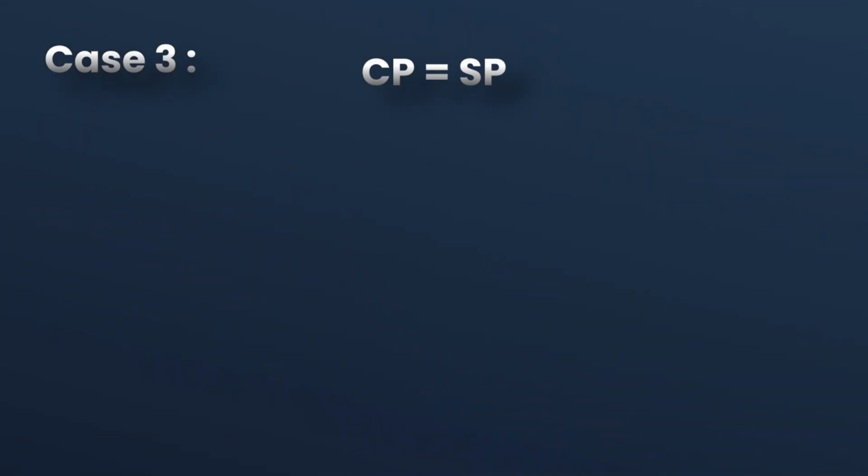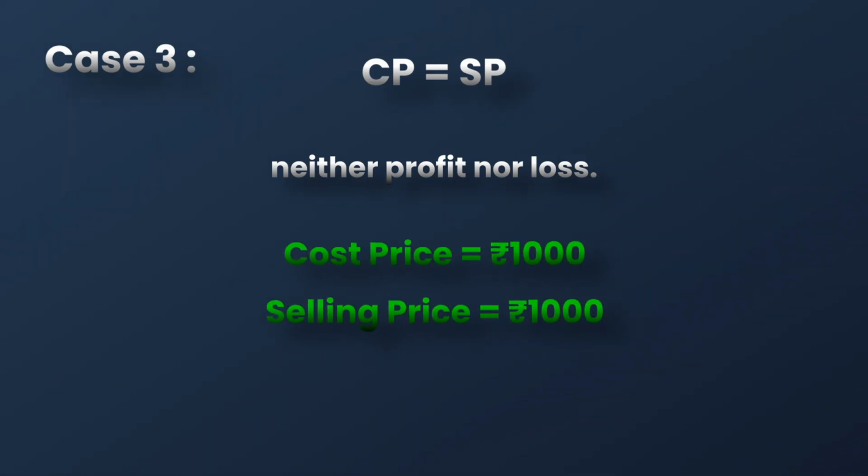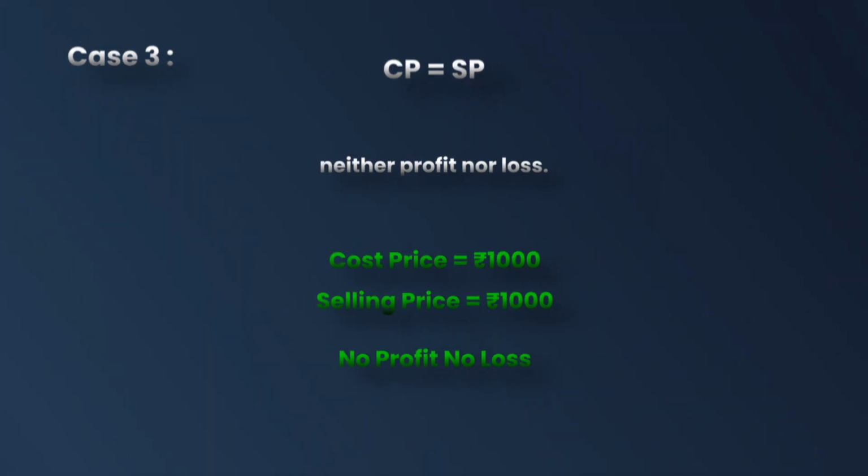Now let us see the last case. If cost price is equal to selling price, the product is sold at exactly the same price at which it was purchased. There is neither profit nor loss. The example we take is cost price is 1000 and the selling price is also 1000. The margin made is 0. There is no profit or loss.